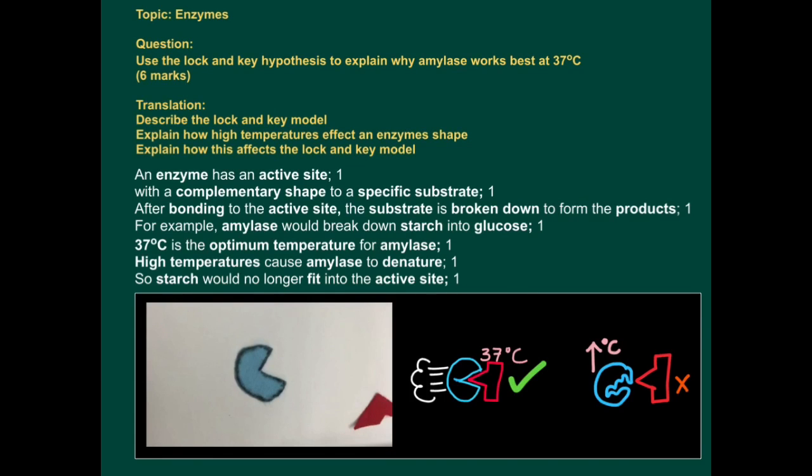So now I've addressed every part of this question. I've explained the lock and key hypothesis. I've explained amylase and what it does. I've said that it works best at 37 degrees because it's its optimum temperature, and I've explained what happens if you go above this temperature. And of course, I've linked it to the lock and key hypothesis because I'm saying above this temperature, that substrate will no longer fit into the active site, so our key no longer fits into the lock.